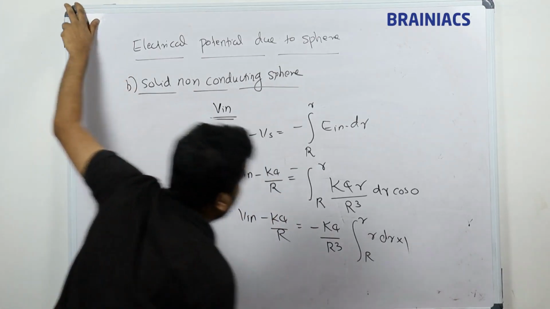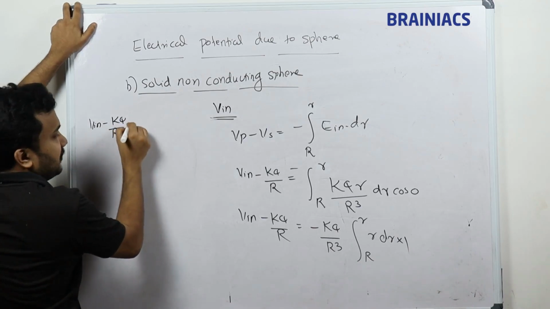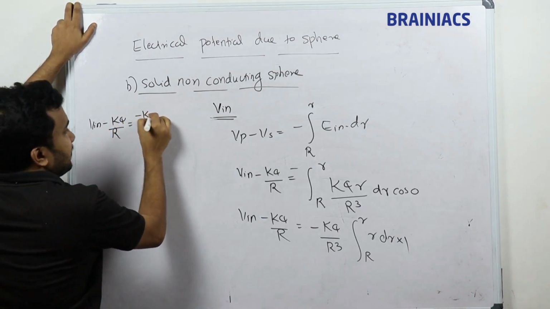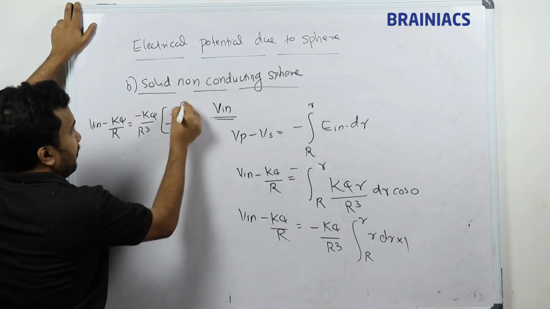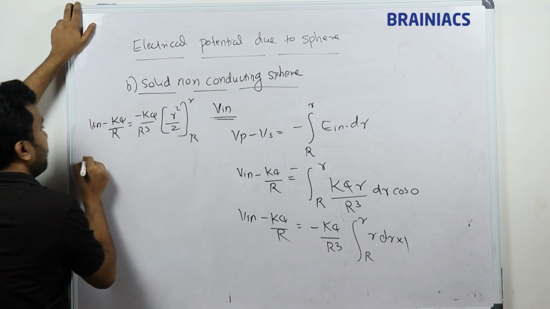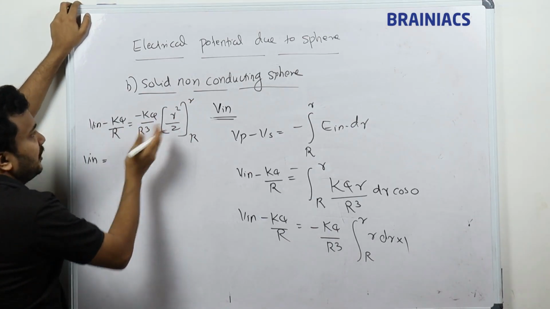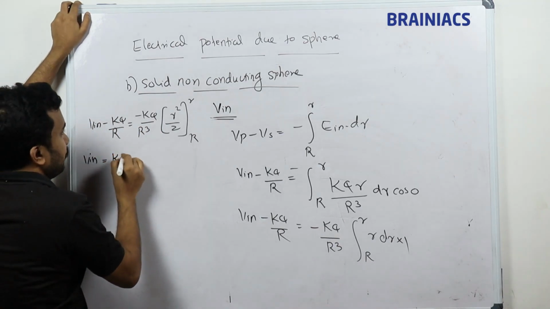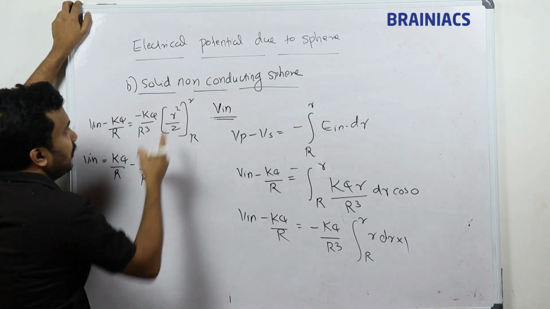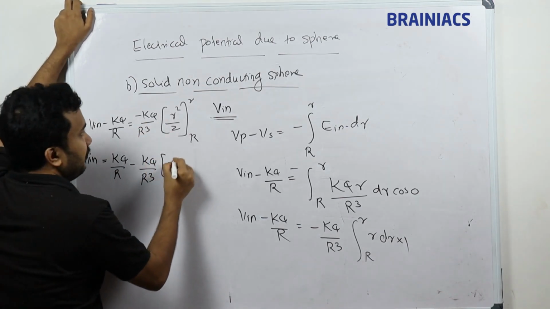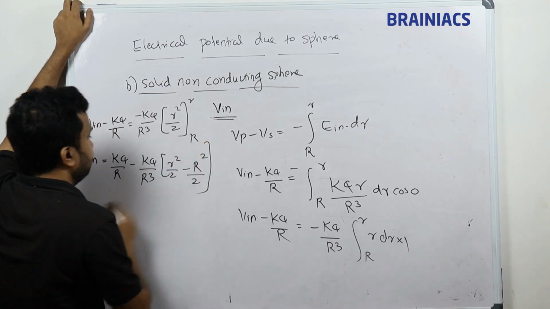So V in minus KQ by R is equal to minus KQ by R cube into the integral, which is r square divided by 2, with integration limits capital R to small r. So V in is equal to, taking this KQ by R to the right side, KQ divided by R minus KQ divided by R cube into, applying upper limit minus lower limit, r square by 2 minus R square divided by 2.